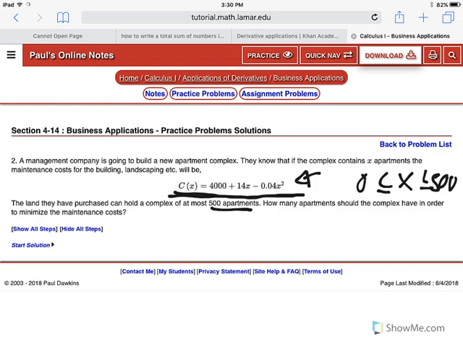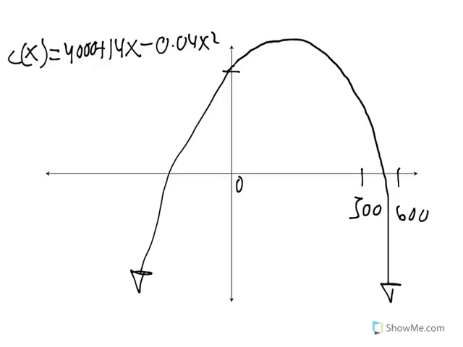So basically, they have to build a complex with something between 0 and 500 apartments, and we want to figure out what number of apartments they have to build to minimize this cost function right here. So if we just look at a graph of the function, it looks something like this. You have 0.04x squared, and that's going to determine what the graph looks like. It's negative, so I know it's going to open downwards, and also it has an x squared, so I know it's going to look like a parabola. So it looks something like this.